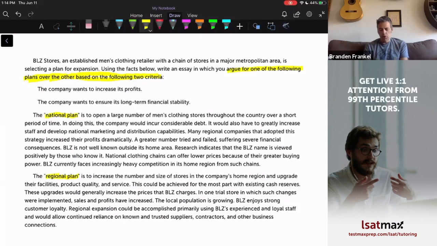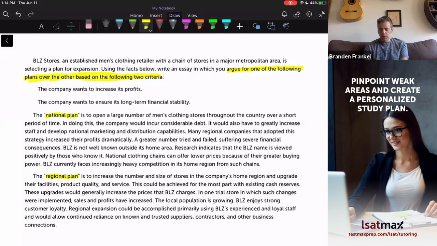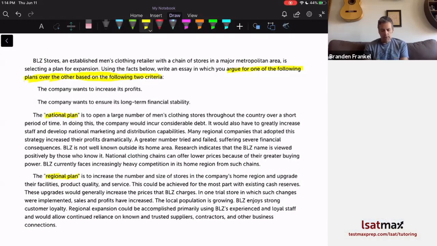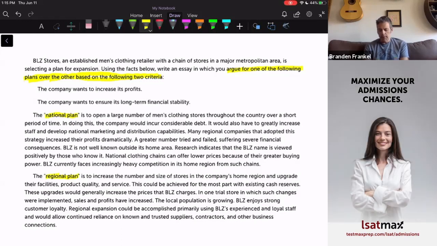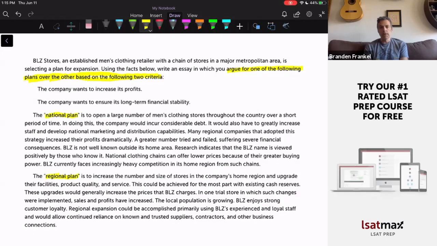In doing this, the company would incur considerable debt. It would also have to greatly increase staff and develop national marketing and distribution capabilities. Many regional companies that adopted this strategy increased their profits dramatically. A great number tried and failed, suffering severe financial consequences. BLZ is not well known outside its home area. Research indicates that the BLZ name is viewed positively by those who know it. National clothing chains can offer lower prices because of their greater buying power. BLZ currently faces increasingly heavy competition in its home region from such chains. All right, so that's our first plan.